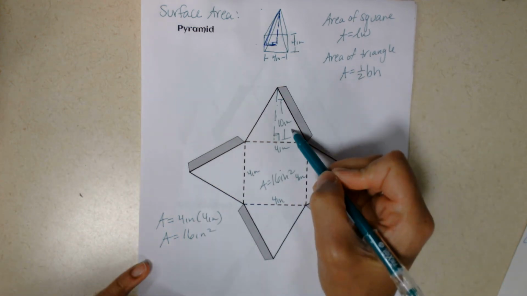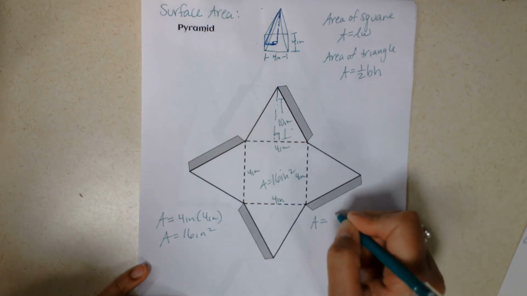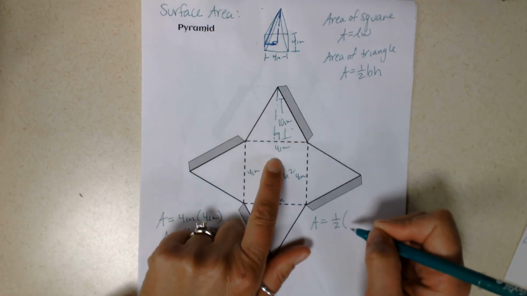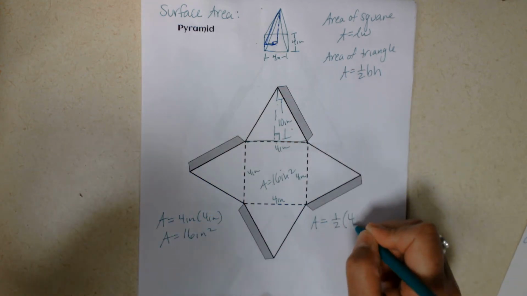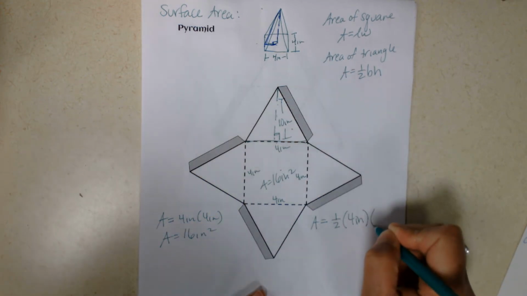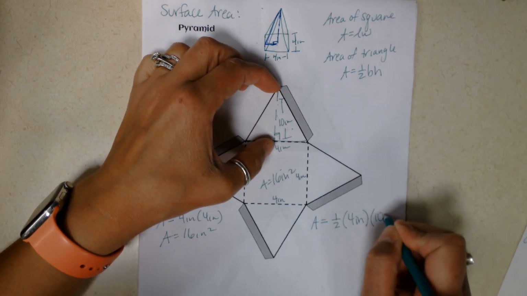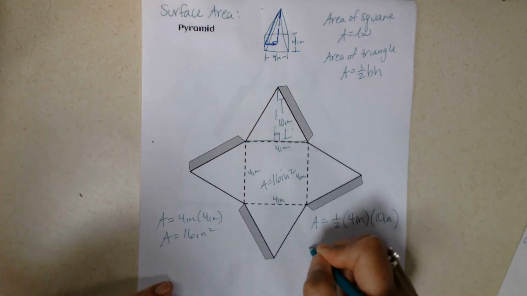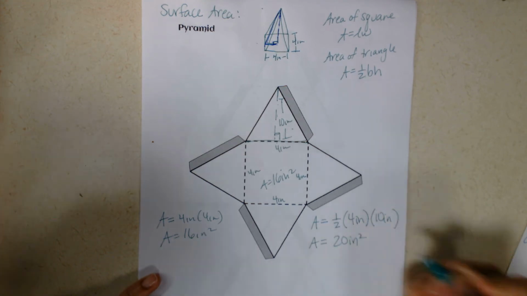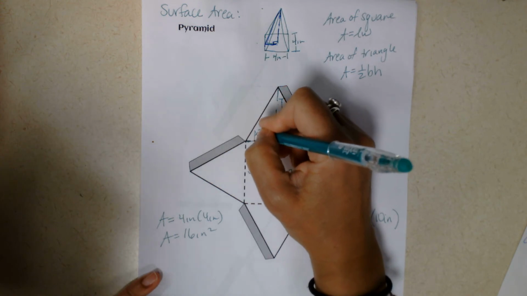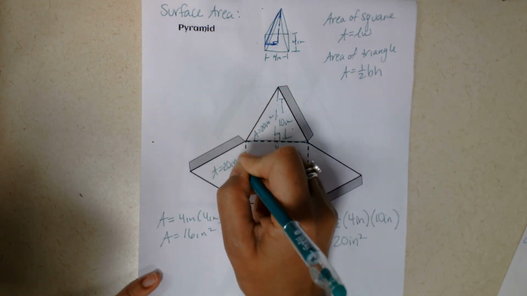All right, let's find the area of this triangle. Area of the triangle is 1/2 base times height. So area equals 1/2. Our base is 4. So our base is here, and that is part of that square. So 4 inches times our height is here. And you will have measured that with a ruler. We're not going to be using the Pythagorean theorem, so that's 10. So area equals 20 inches squared. So you fill that in. Area equals 20 inches squared.